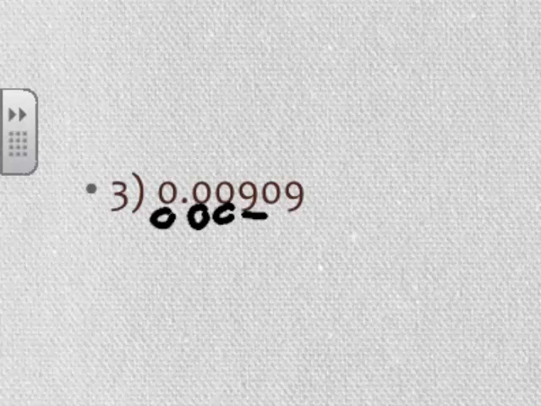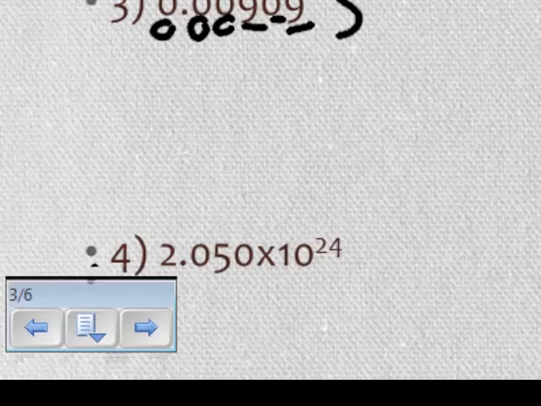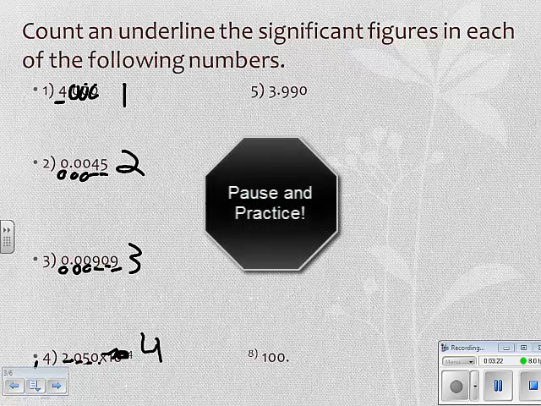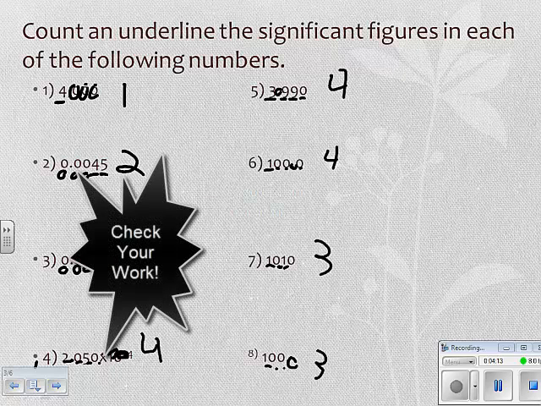Number 3. These don't count because they're leading, but then you have a 9 and a 9, and the 0 trapped in the middle. Remember, trapped zeros hold value. So this one has 3 sig figs. Then number 4, this is an exponential notation. Sorry. We don't care about this part, so you can just kind of mark that out. But we have a 2, a 0 in the middle, and 1 at the end. Since I have a decimal place, all of those zeros matter. So we have 4 sig figs. So go ahead and pause it and work through 5 through 8. Make sure you know what you're talking about. I'll run through here in just a bit. That one has 3 significant figures.